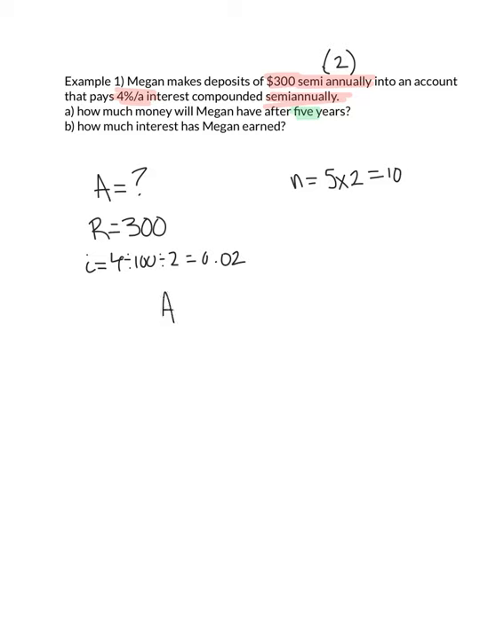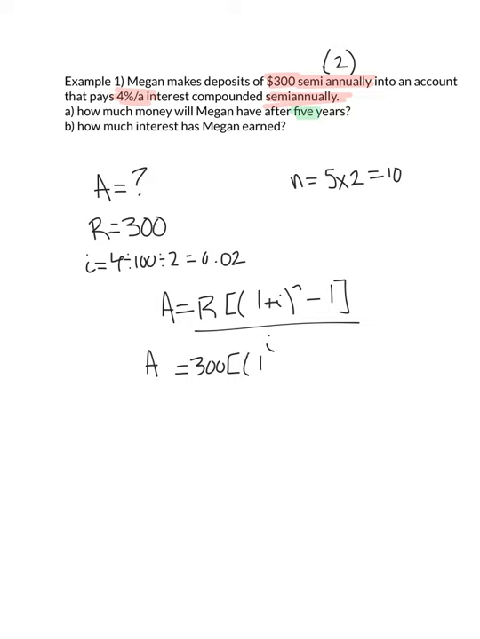I'm going to plug this information into my formula. Let me write it out for you guys so that you can see what I'm doing. A is equal to 300 times (1 plus 0.02)^10 minus 1, divided by 0.02. When you're typing this into your calculator, you need to be doing your brackets first. The first thing, let me use a highlighter, not a pen, that you should be doing is 1 plus 0.02 to the power of 10.